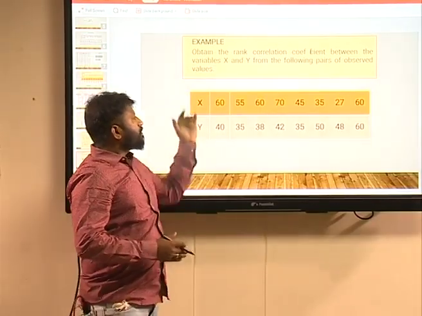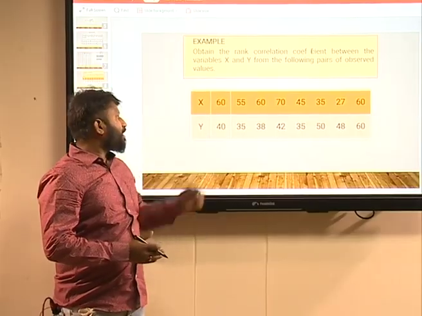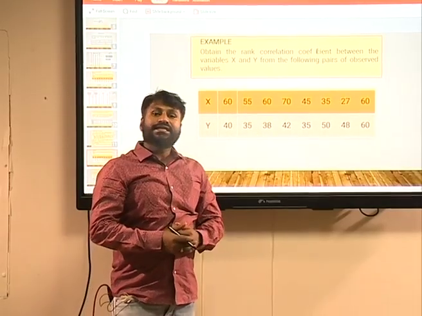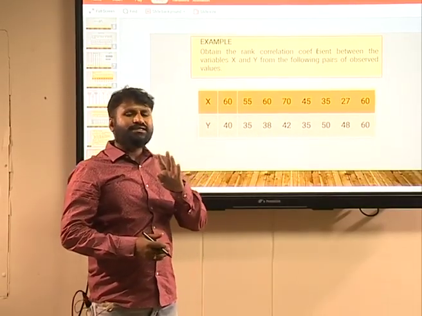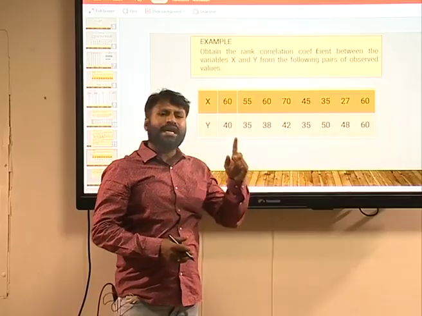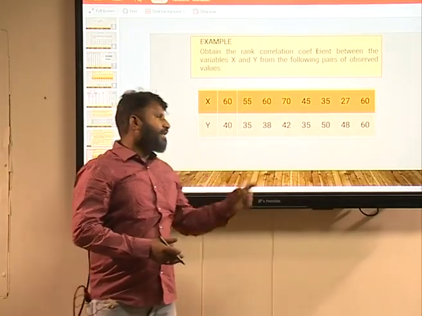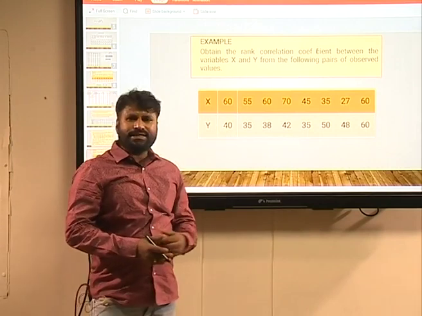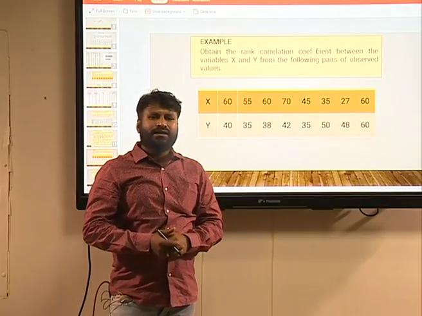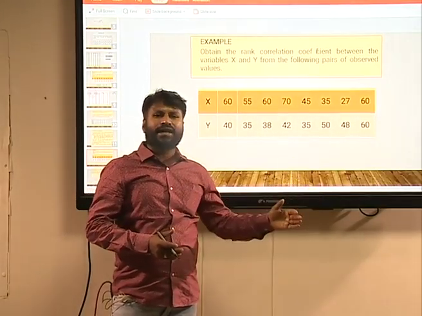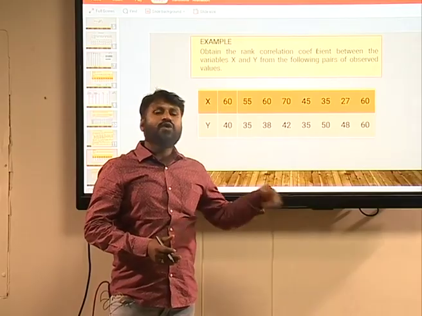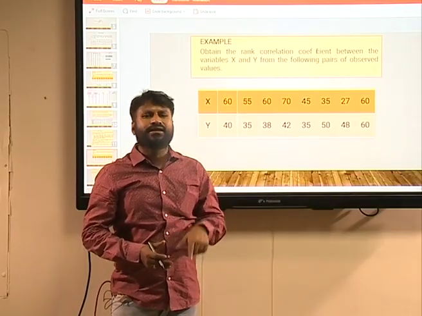For example, from this data, if you observe the X and Y variables, in the X variables 60 is repeated 3 times. So, it means we are not able to assign separate ranks; since 60 is repeated 3 times, the same rank is given for the 60. And in the Y series also, if you observe the data set, 35 is repeated twice. So, the same rank we are going to assign. Previously the ranks were not repeated, but in this case we have repeated ranks. I will now explain how to do the correlation when repeated ranks come.